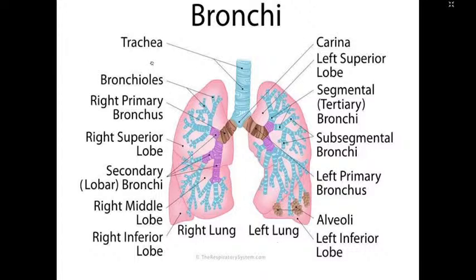So we'll just revise this again. Trachea, carina, primary bronchus, secondary bronchus, tertiary bronchus. Superior lobe, middle lobe, inferior lobe. On the left side, superior lobe, inferior lobe.